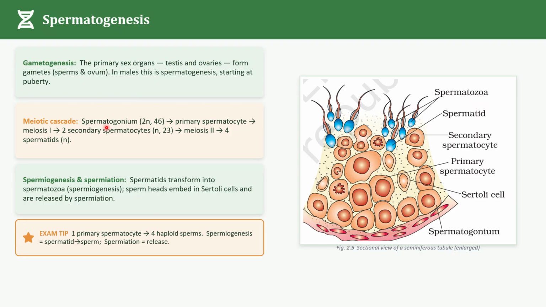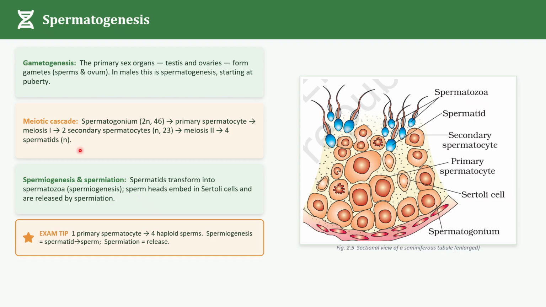So what happens here? Diploid spermatogonia, that is 2n, which is nothing but 46 chromosomes, divide by mitosis. They grow into primary spermatocytes. Again, meiosis 1 happens. Each primary spermatocyte undergoes meiosis 1 and forms two haploid secondary spermatocytes, that is n equal to 23 chromosomes, and then meiosis 2 occurs. Each secondary spermatocyte divides again and it produces 4 haploid spermatids.